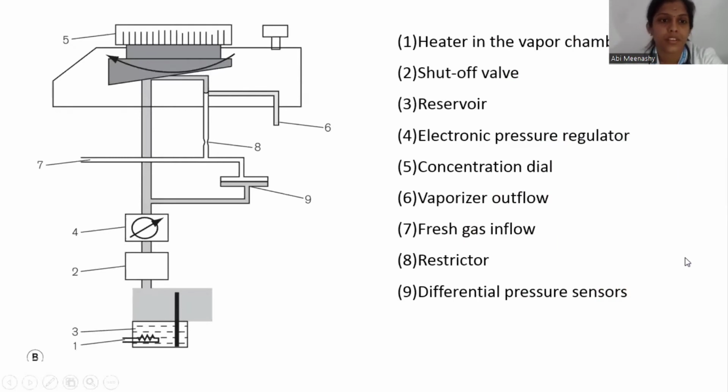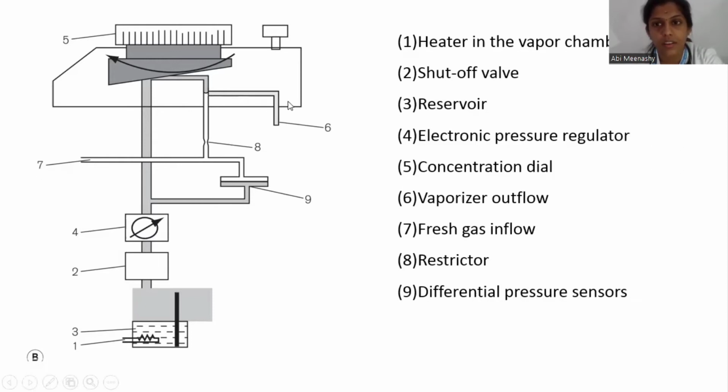Okay. So here, your 1 is this electrical filament that is responsible for the supplied heat. This is your vaporizing chamber. This will get heated up. 2 is your shut-off valve. If the fresh gas flow and the vaporizing chamber are not matching, this will shut off. 3 is your reservoir that is filled with your desflurane liquid. 4 is the electronic pressure regulator, so that it will measure the pressure of fresh gas flow and the desflurane. 5 is your concentration dial on top of the vaporizer.